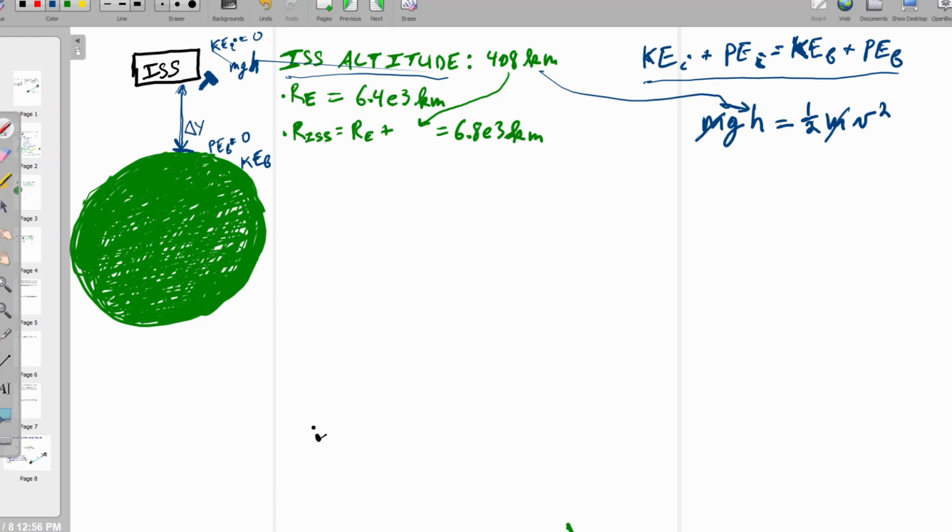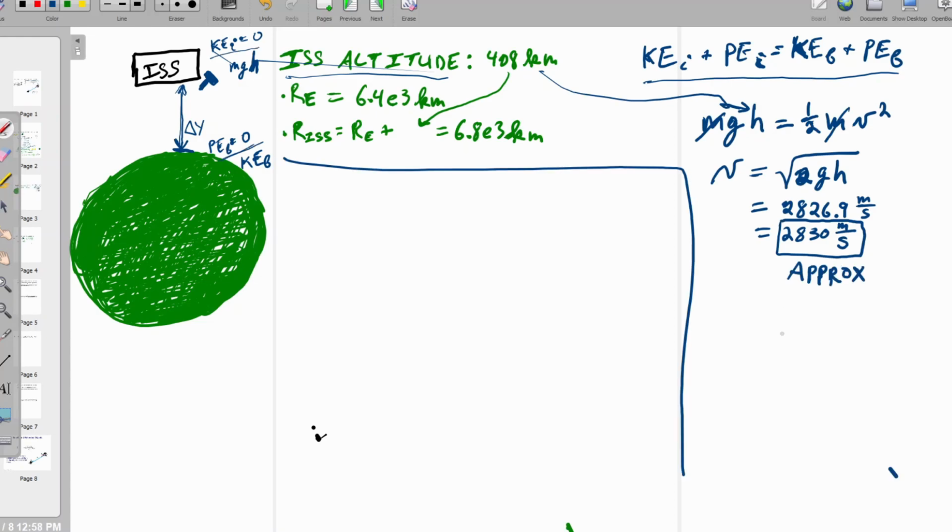We can cancel out mass. We would get that the final velocity is equal to root 2 times g times h. Plugging in numbers into that, I get about 2,830 meters per second for the final speed. All right, so this is a nice approximate answer here, 2,830 meters per second.